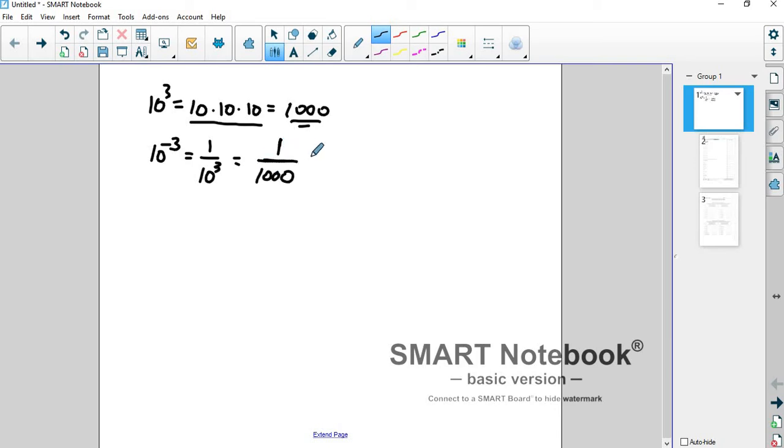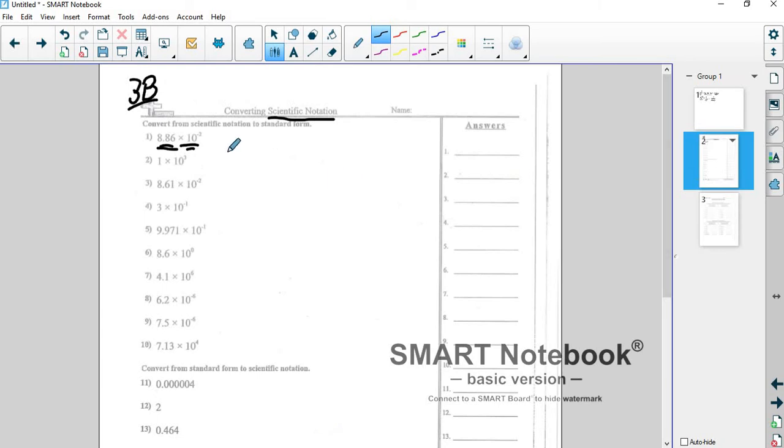All right, now let's talk about consequences here. If I multiply by 10 to the third, then I'm going to increase my value by 1,000. But if I multiply by 10 to the negative 3, I'm going to decrease my value by 1,000. And so now come back to our scientific notation.